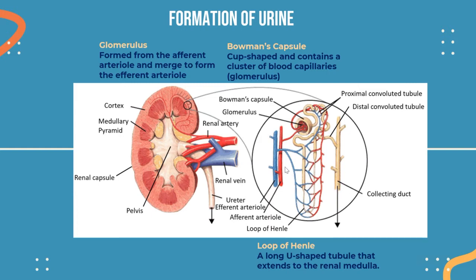So the urine is formed in a nephron. You should know that the formation of urine occurs in the nephron of the kidney. So what is a nephron? The nephron refers to the basic unit of the kidney, where the urine is formed.